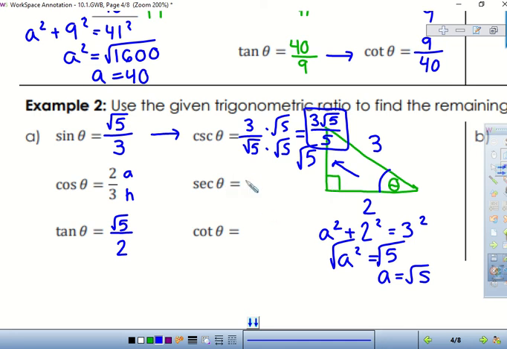And what's secant going to be? 3 over 2, right? Flip it. And then the next one is going to flip to be 2 over radical 5, but we can't leave it like that, right? We have to rationalize it. And when you rationalize it, it should come out to be 2 radical 5 over 5.